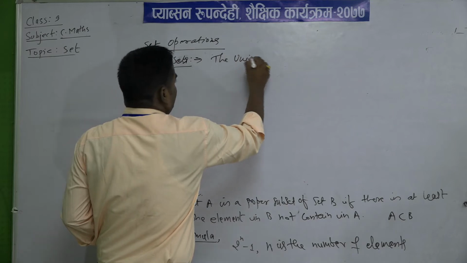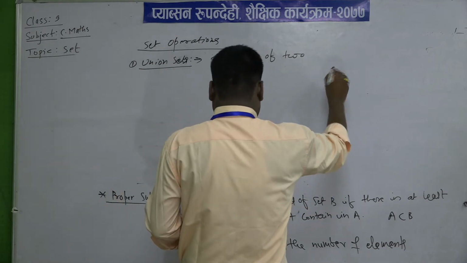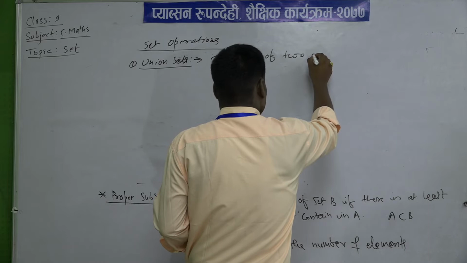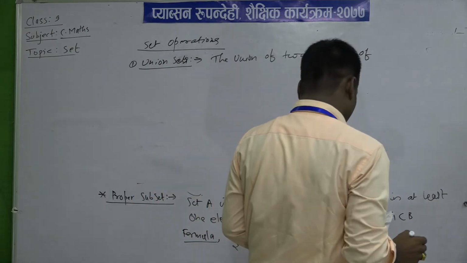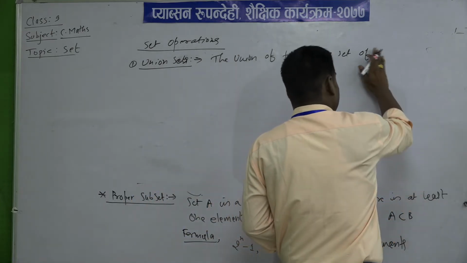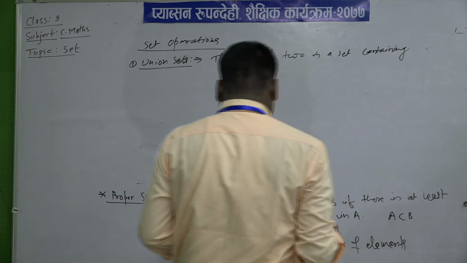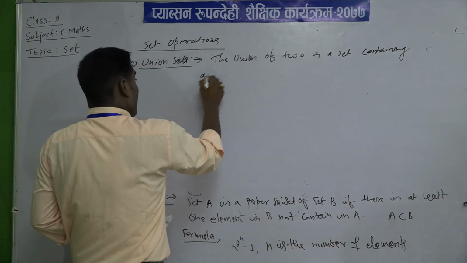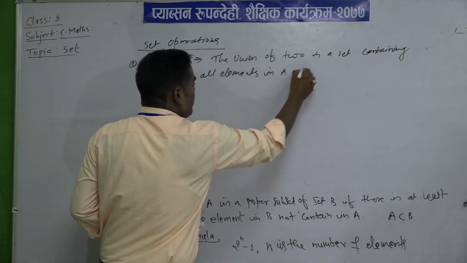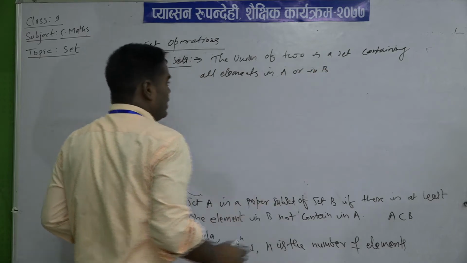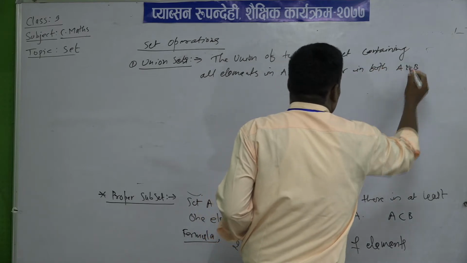The union of two sets. The union of two sets is a set containing all elements in A or in B or in both A and B.